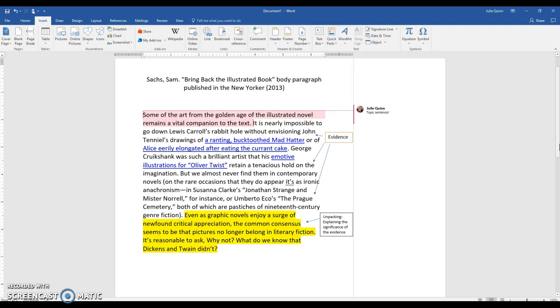And one final note on this sort of body paragraph structure. Make sure you don't start or end a paragraph on a quote. You always want to introduce quotes with your own writing. That's why topic sentences guide readers. And you want to end on the unpacking. If you drop your unpacking, your paragraphs are not going to be that successful.